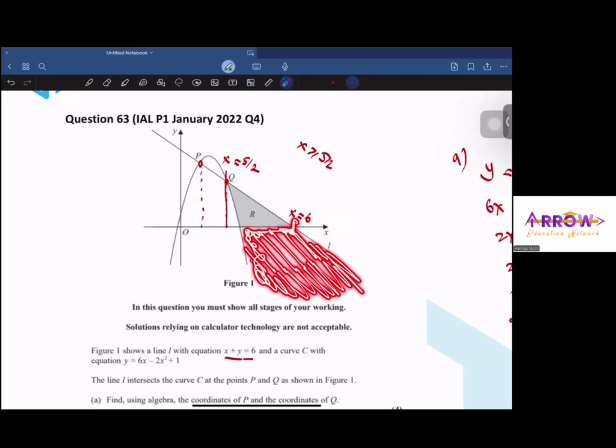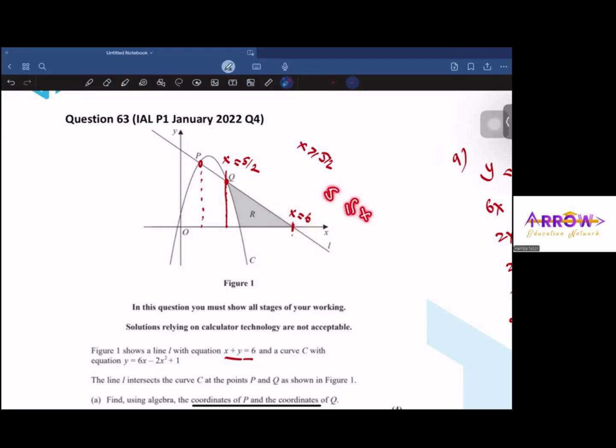All right. So obviously this x equals 6 is not important to be considered. However, if you consider this x equals 6, I mean, if you say that x is greater than or equal to 5 over 2, less than or equal to 6, that is also fine. But it is not a compulsion to use this x coordinate of the x-intercept of the line L.